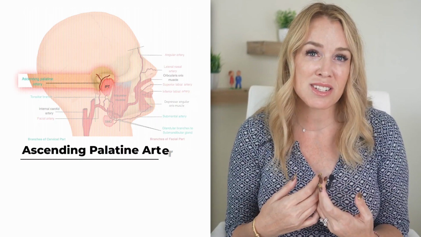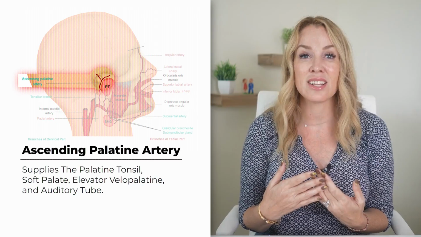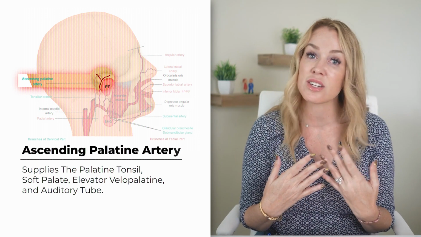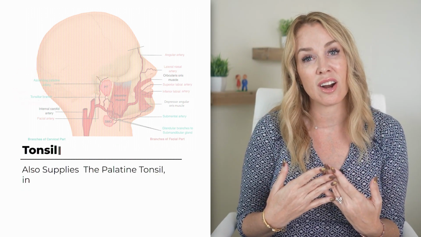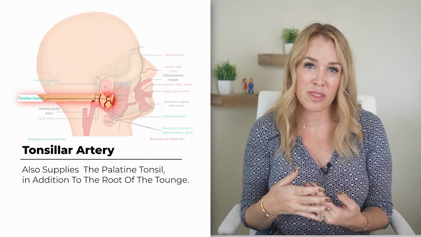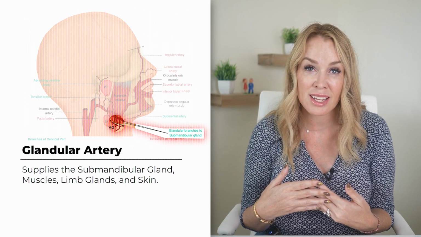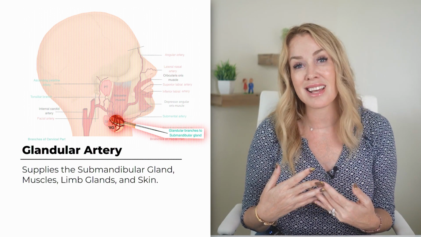The ascending palatine artery supplies the palatine tonsil, soft palate, levator veli palatini, and auditory tube. The tonsillar artery also supplies the palatine tonsil, in addition to the root of the tongue. The glandular artery supplies the submandibular gland, muscles, lymph glands, and skin.